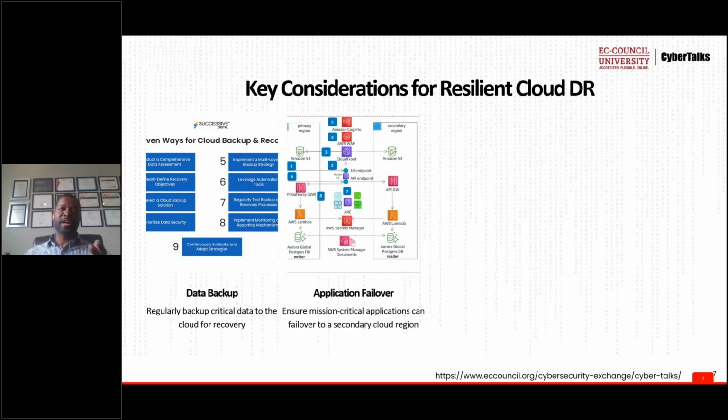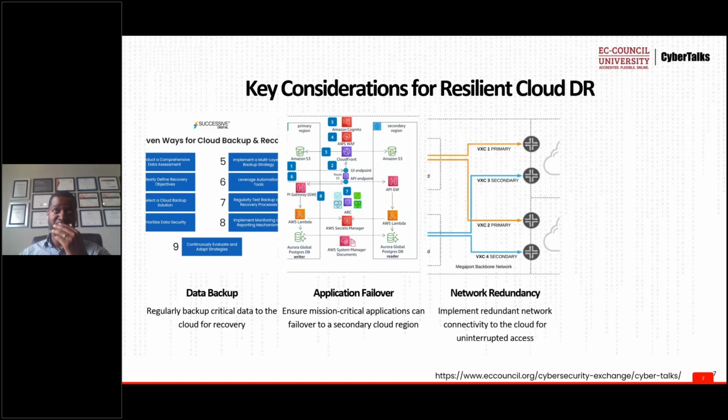But backup alone doesn't keep your business running. You also need application failover. Now, this ensures your most critical systems can automatically shift to a secondary cloud region so that the services stay up and customer impact stays down. And of course, seamless failover depends on reliability in your connections, which brings us to network redundancy. Implementing multiple network paths and a secondary route helps avoid single points of failure and ensures users stay connected, even during an outage.